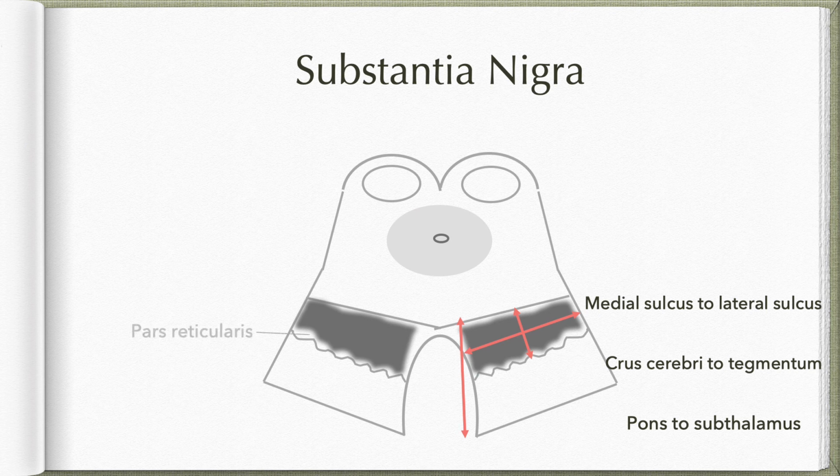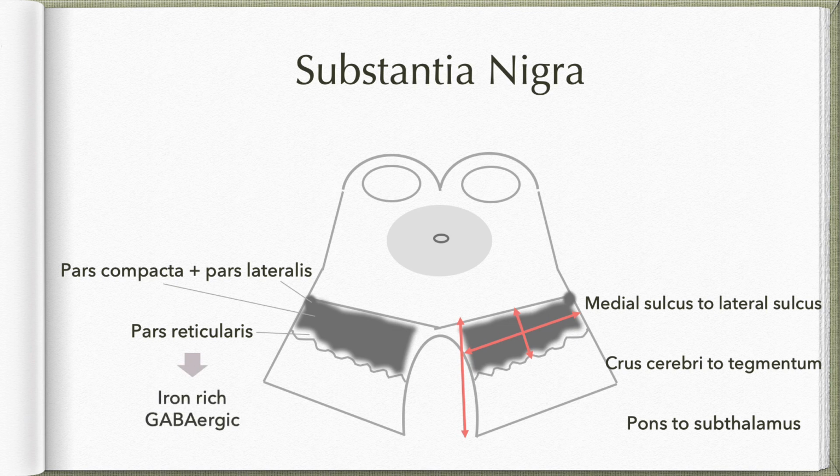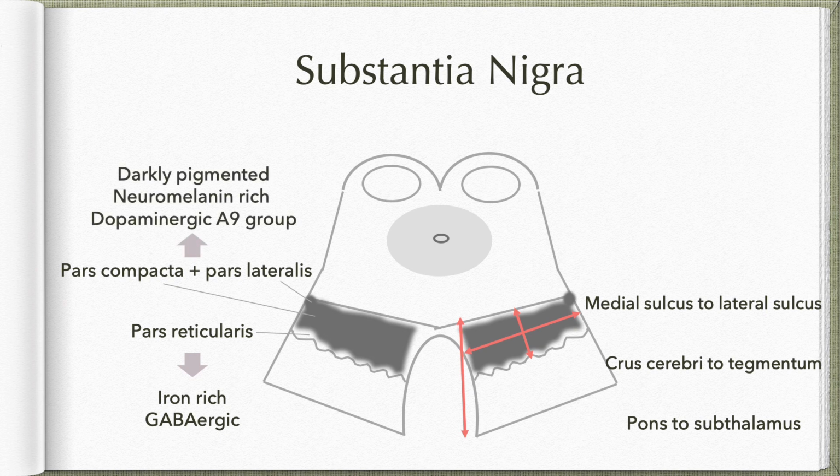The substantia nigra is made up of two parts, an anterior pars reticularis or pars reticulata, and a posterior portion which is made up of more compactly arranged cells known as pars compacta, and having a lateral extension known as pars lateralis. This pars reticularis has the fibers of the crus cerebri interspersed within the layer. Now, it is made up of iron-rich GABAergic neurons, whereas pars compacta is made up of darkly pigmented neuromelanin-rich neurons, which are dopaminergic, and they belong to A9 group.